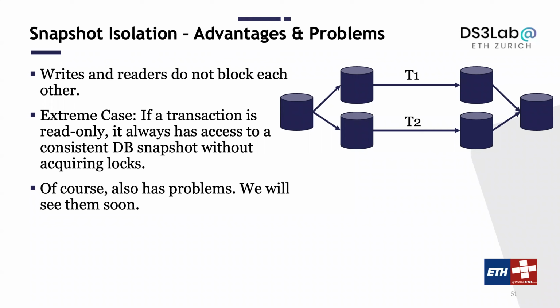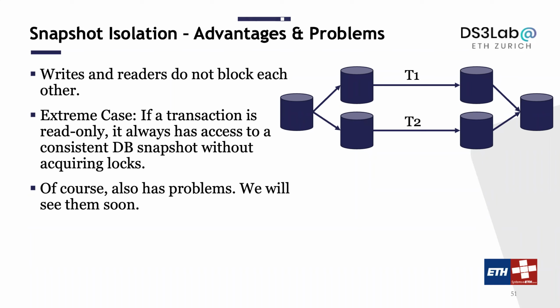So the benefit of this is, again, reads and writes do not block each other. Both T1 and T2 work in different snapshots, and I only merge them back when each transaction has finished. So during the execution, no one waits for each other.